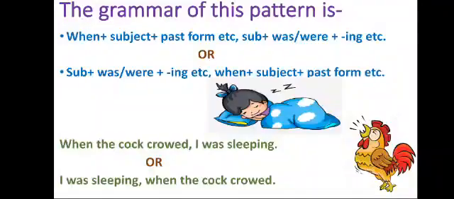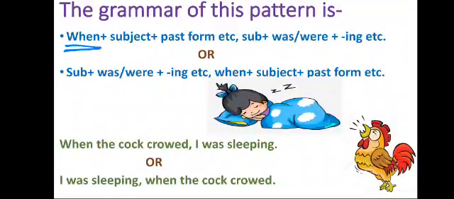The grammar of this pattern: when plus subject plus past form etc., comma, subject plus was or were plus ing form of the verb etc. Or we can use the other way around: subject plus was or were plus ing form of the verb etc., comma, when plus subject plus past form etc. This means when or before, whichever connective we use.